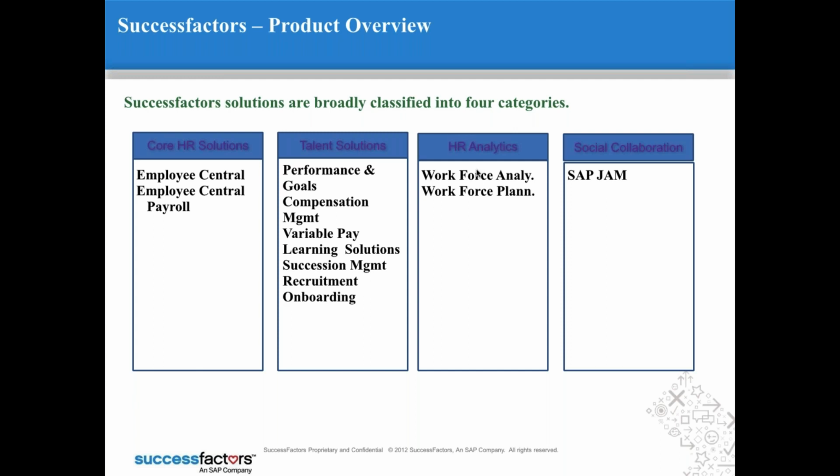What it actually does is analyze the workforce that would be required in the future depending upon the status today. Whatever the current data is, with that it can analyze the workforce that will be required in the future. And social collaboration, SAP JAM, is similar to Facebook, where instead of sending the regular type of mails, we can use JAM to communicate within the organization members.